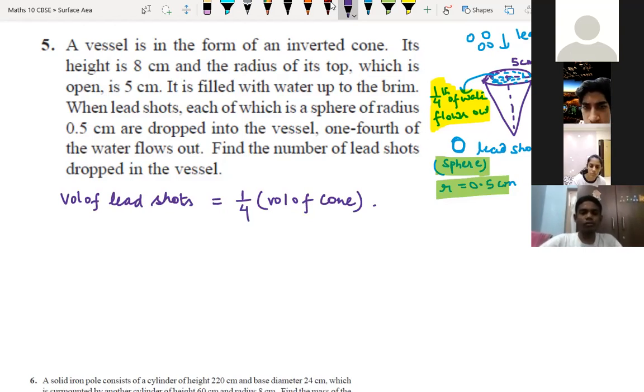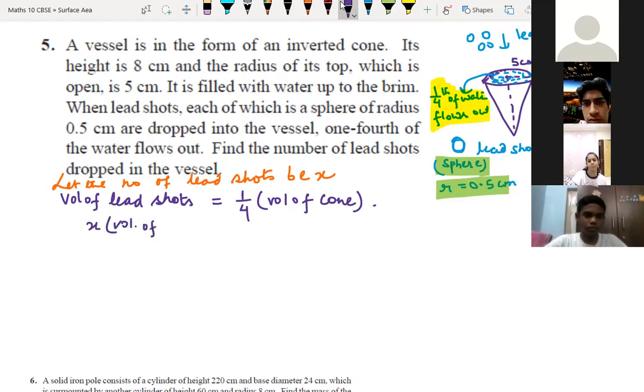So for the volume of lead shots, first you write in the first line: let the number of lead shots be x. So volume of lead shots will be x into volume of each lead shot, is equal to 1/4 of the volume of cone. So x into 4/3 pi r cube.